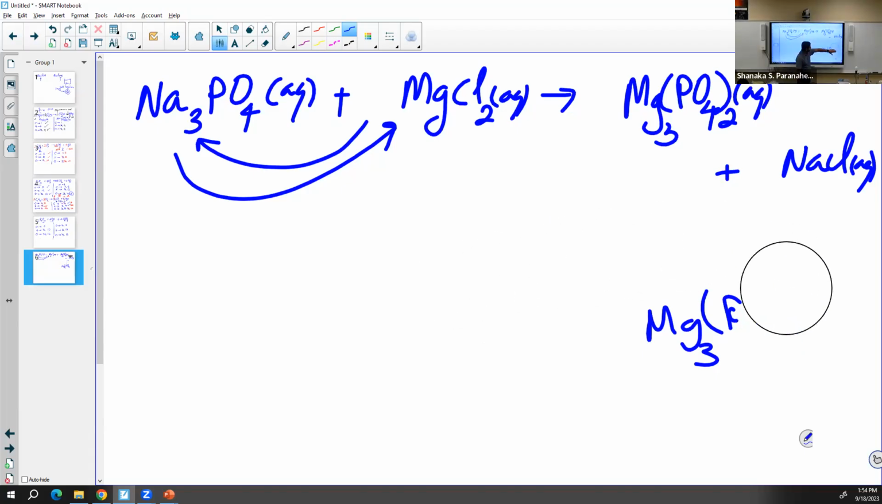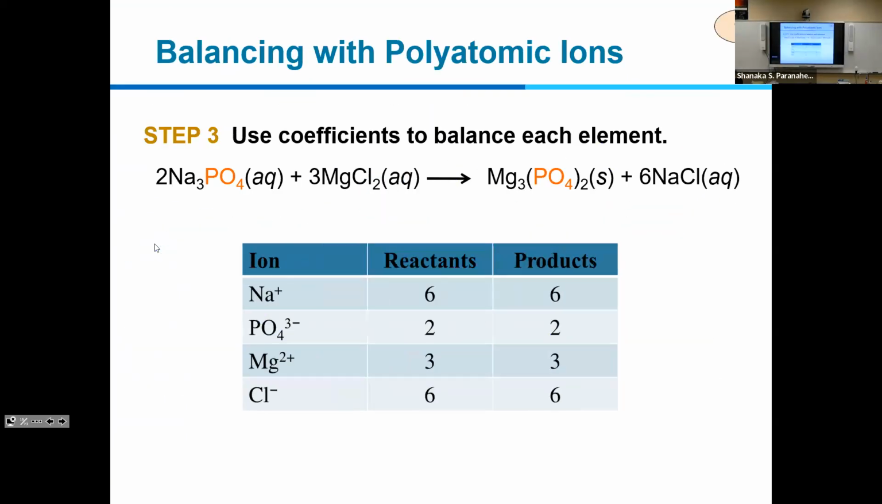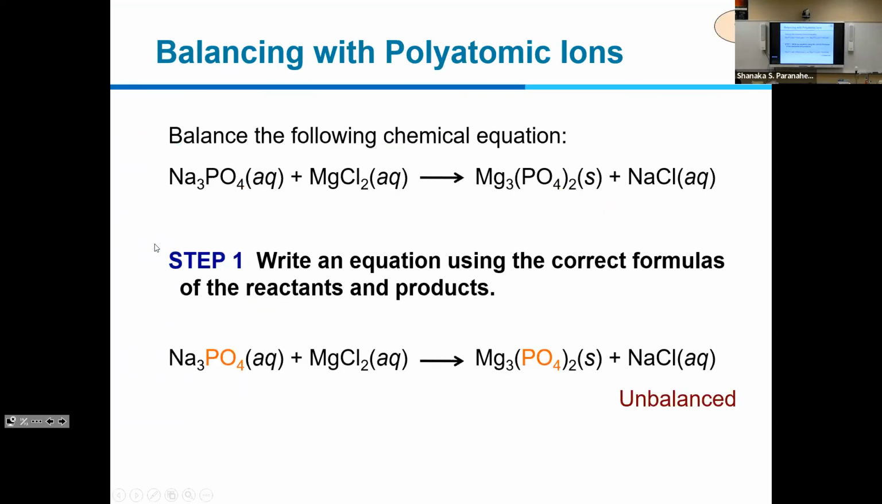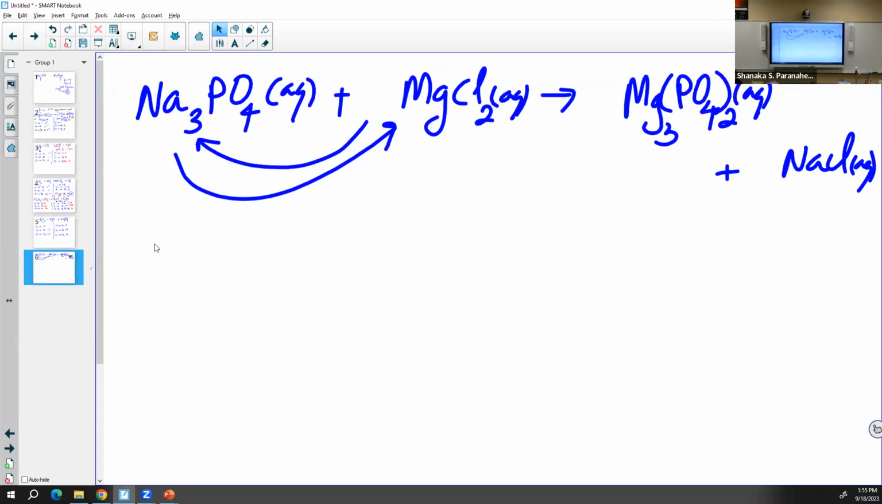And that's going to be our reaction to balance. So we have this on slide 14. Sodium phosphate, magnesium chloride, magnesium phosphate, and sodium chloride. Why is this reaction different? It is different because it has a polyatomic ion. So when there's a reaction with a polyatomic ion, and if it is present on both sides of the reaction, reactant side and product side, you should be able to identify those polyatomic groups and not split those polyatomic groups into individual elements. So when you count the number of atoms, we are going to keep it as a single unit.